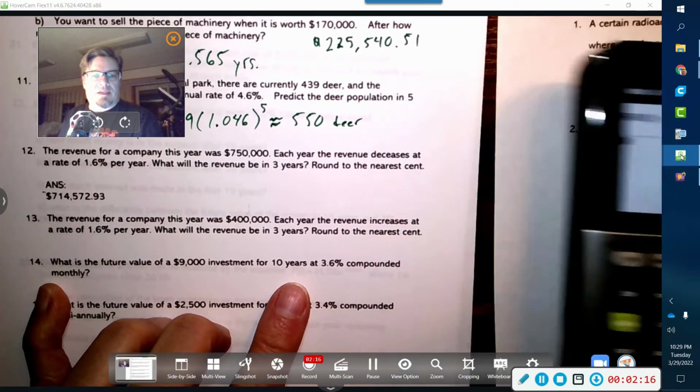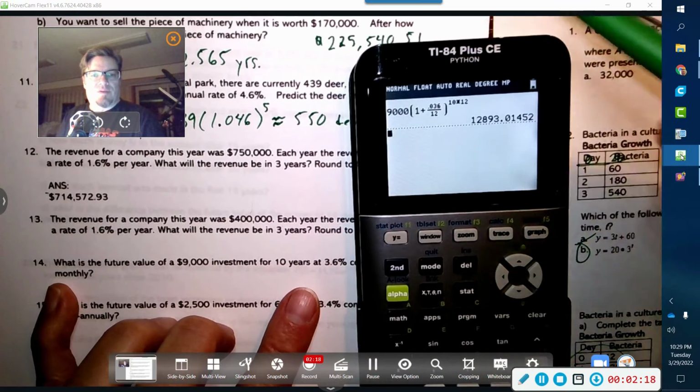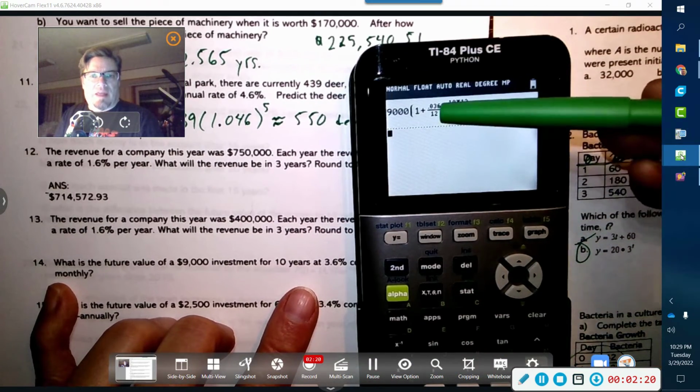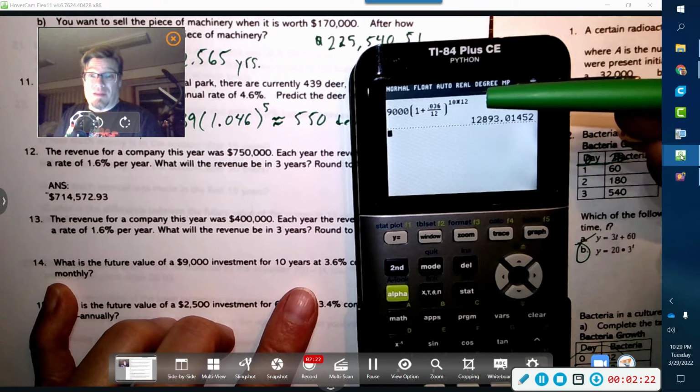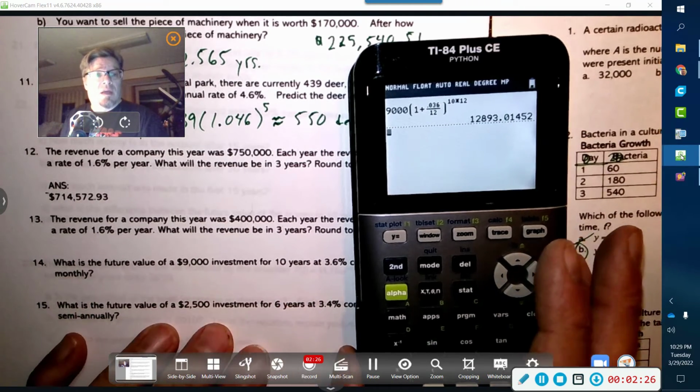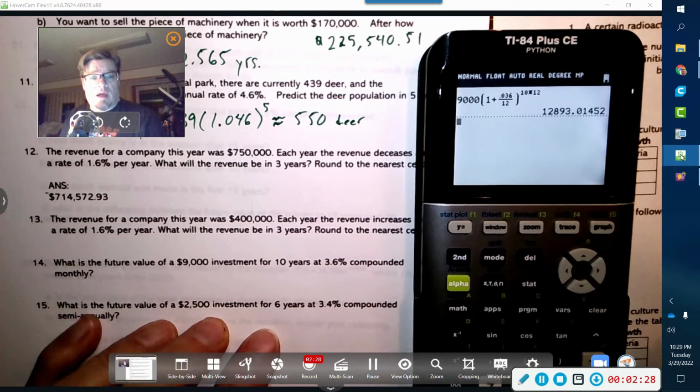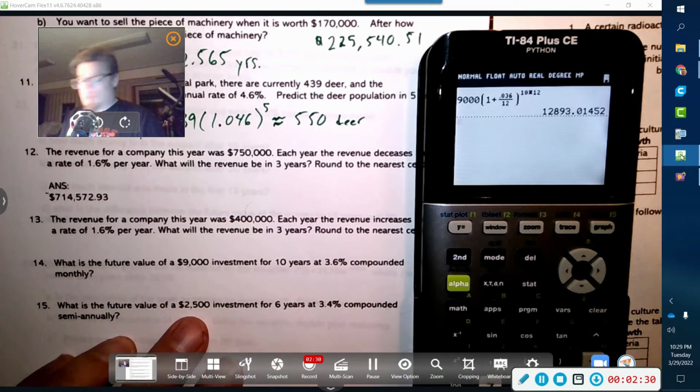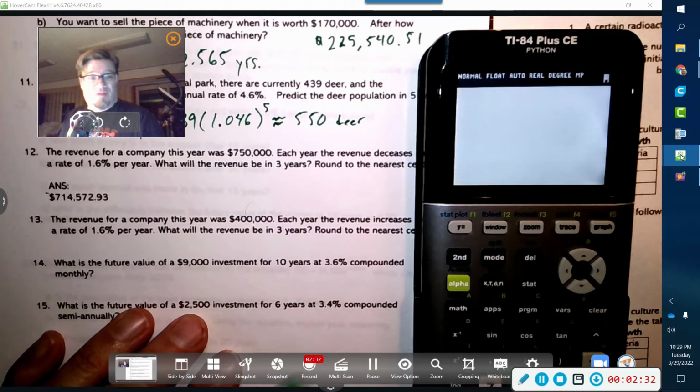It doesn't say to round. So the future value of 9,000 at 3.6% compounded monthly for 10 years is pretty good: $12,893. All right, same thing now, we just have different values. So that's pretty much it for 12 through 18.